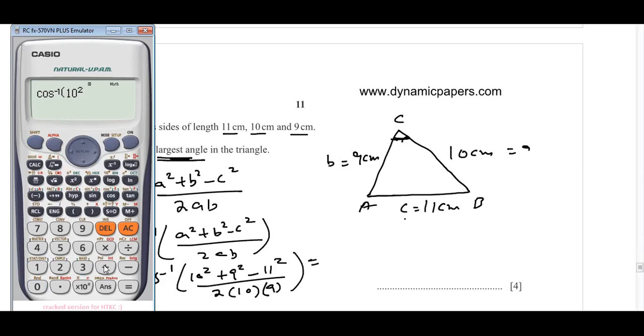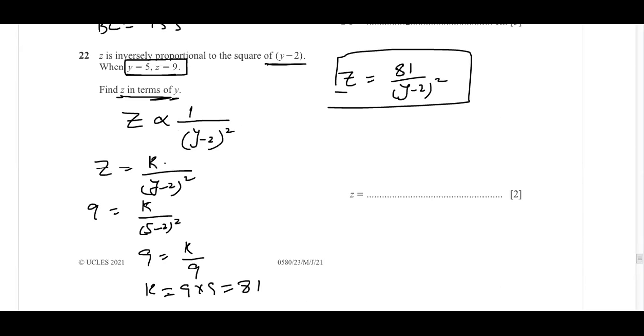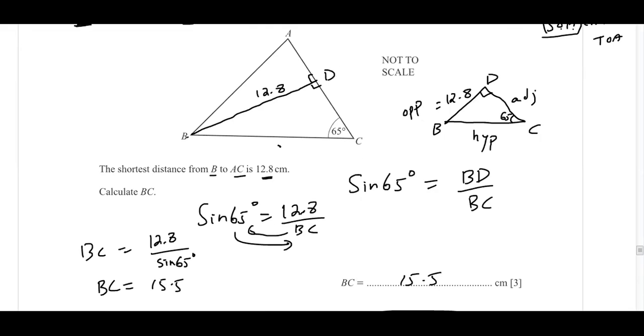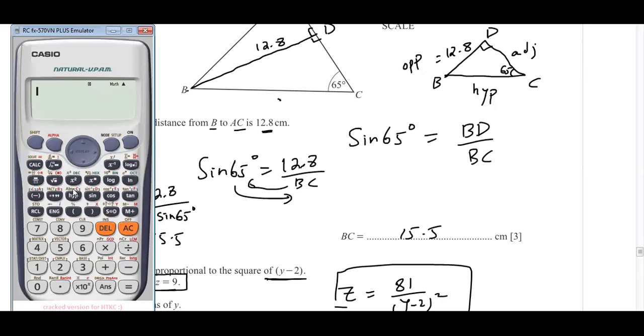10 squared plus 9 squared minus 11 squared over 2 into 10 into 9. That will be 70.5 degrees, because here in IGCSE our calculation will be in the degree mode. And I think in one previous question also, yes, in this case. Let me check with the calculator, keeping it in the degree mode now.